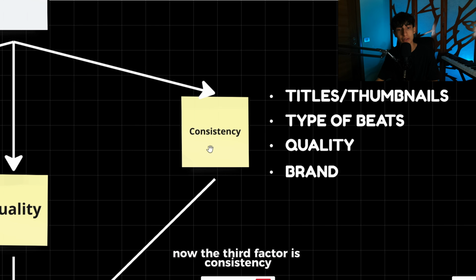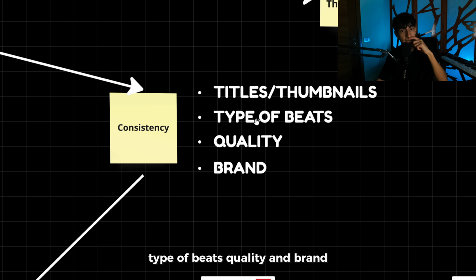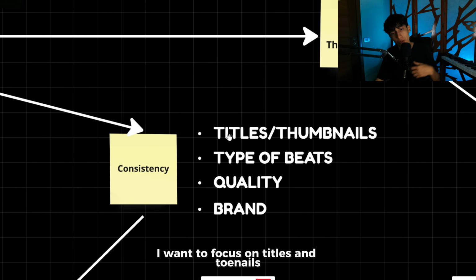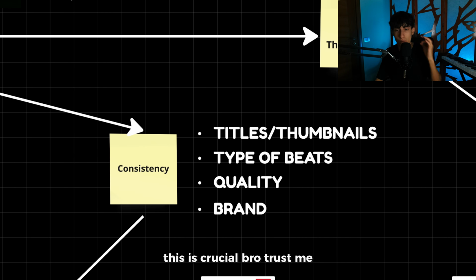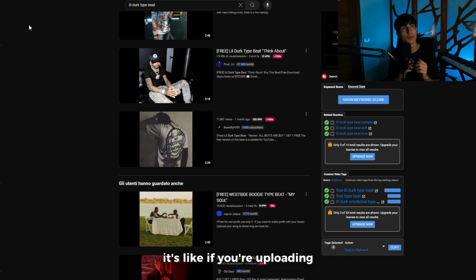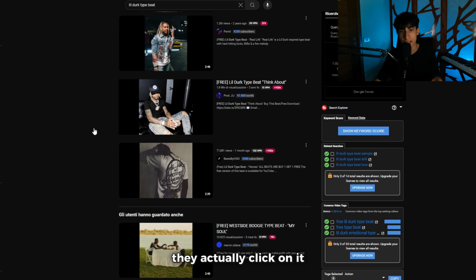Now, the third factor is consistency. So consistency with titles and thumbnails, I'm going to be talking about this in a minute. Type of beats, quality, and brand. We already talked about quality. I want to focus on titles and thumbnails. This is crucial, bro, trust me. At the end, when you're uploading a beat to YouTube, it's like if you're uploading a generic video on YouTube. So the title and the thumbnail gotta be catchy so that people, when they see your video popping up in their feed, they actually click on it.